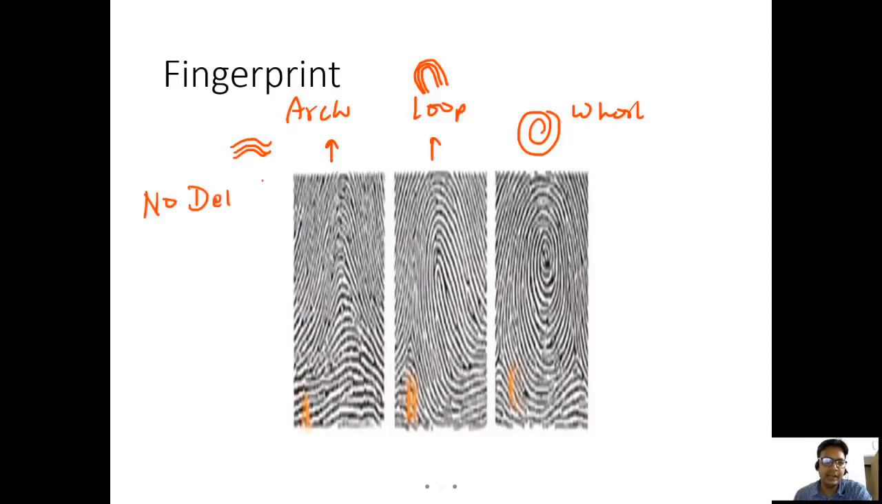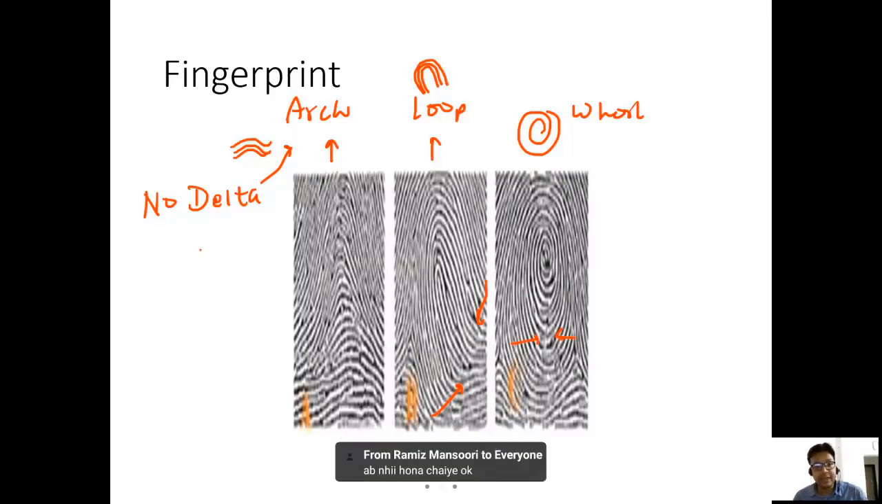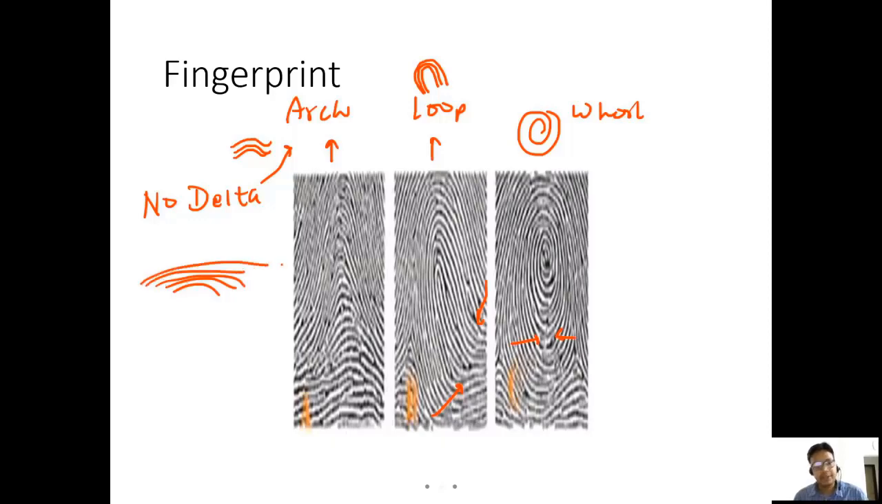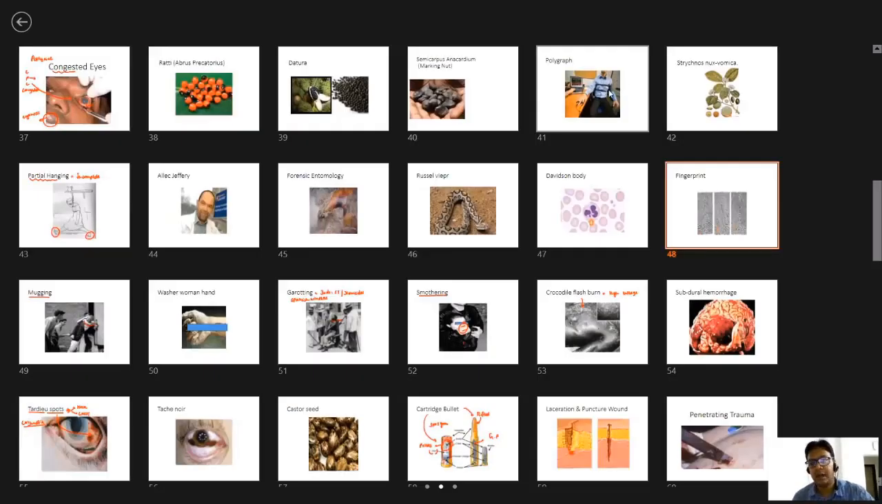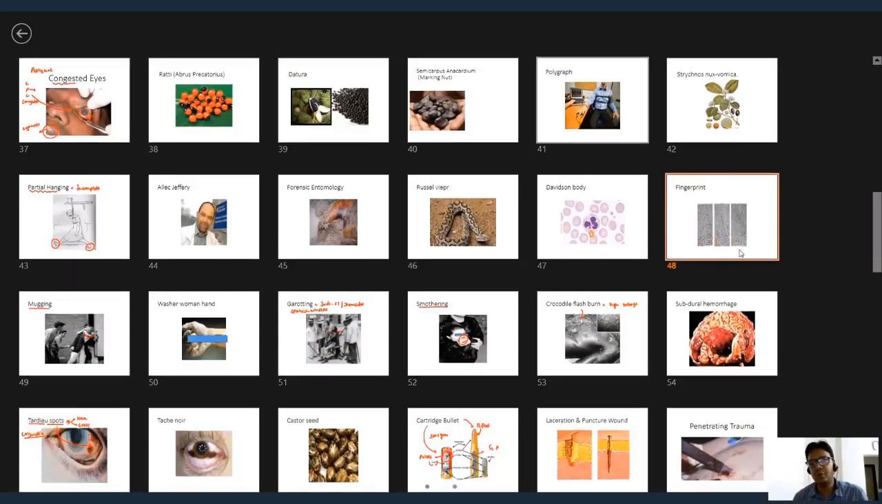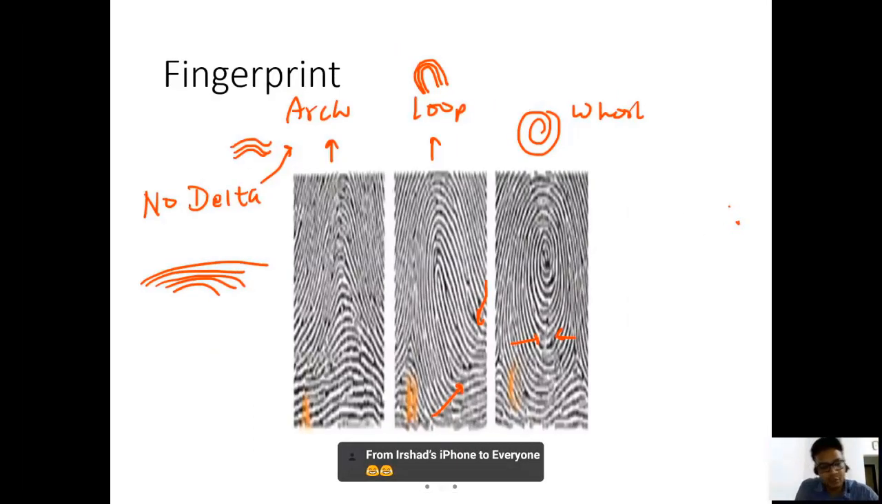Actually, sir, arch is the only variety in which there is no delta. What is delta? Two or three surfaces of the fingerprint merge with each other. You can see here fingerprint surfaces are merging with each other. That is a delta. But if you see in arch, there is no delta. There is no merging of the fingerprint.